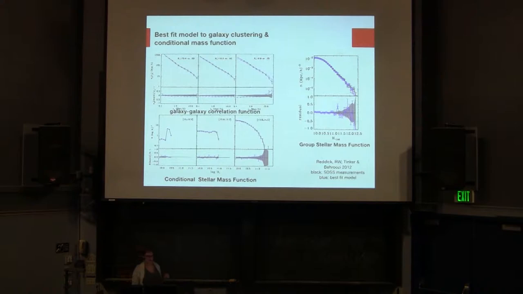So this is the conditional stellar mass function. We do everything in observables. So running a group finder on the data and the simulation in exactly the same way. So here we're looking at the luminosity function in massive halos and the luminosity function in low mass groups, where you typically just have one or two objects. And so with those statistics, you're able to get quite good constraints on these parameters.